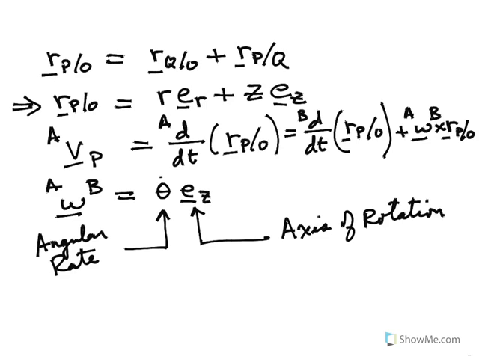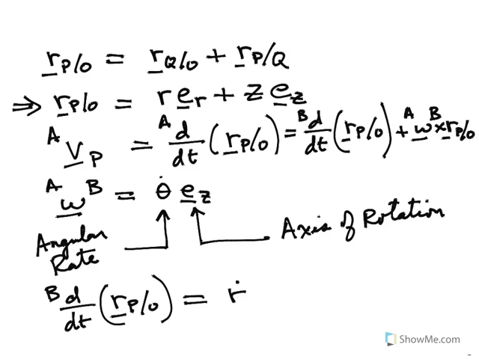So now that we have that, we can actually compute all these quantities. What is the rate of change in frame B of the position of P relative to O? Well, if I'm standing in frame B, the basis vectors ER, E theta, EZ are fixed in frame B, so the only things that change are R and Z. So I get R dot ER plus Z dot EZ.